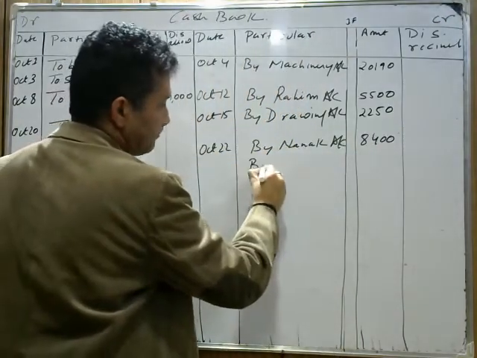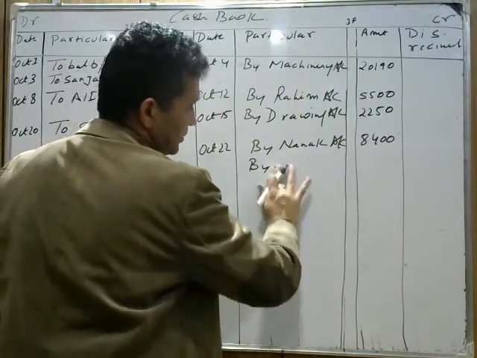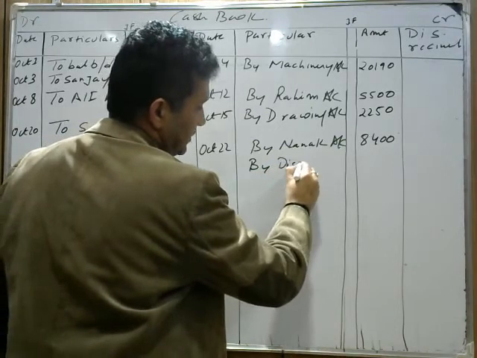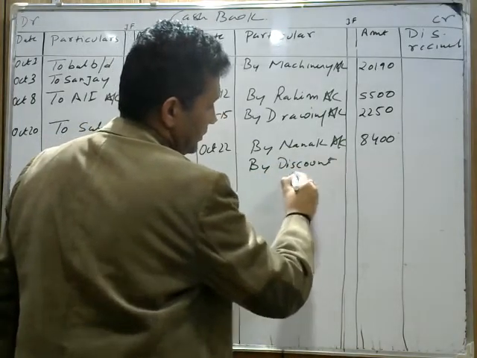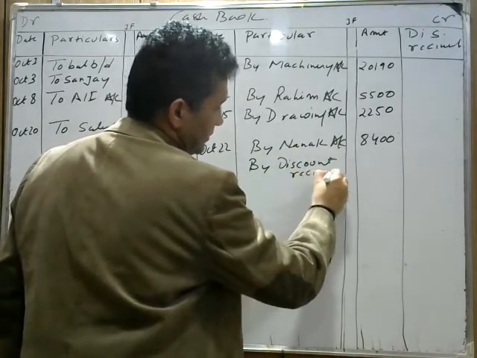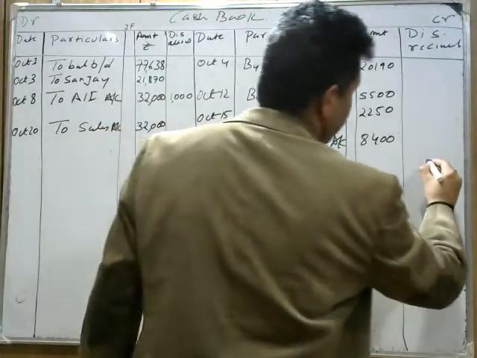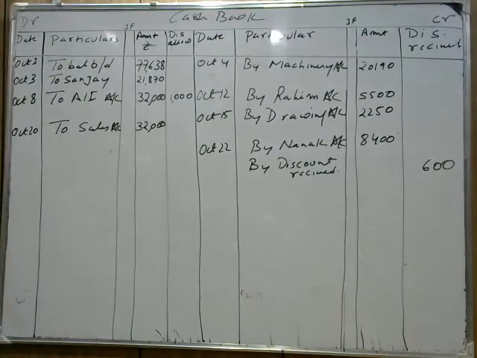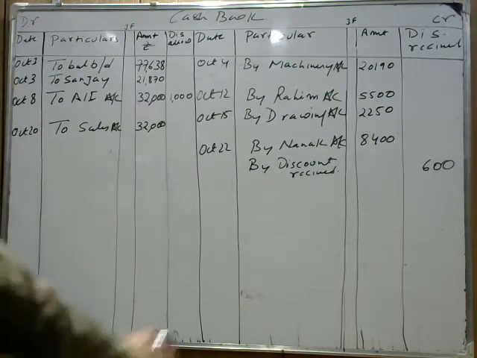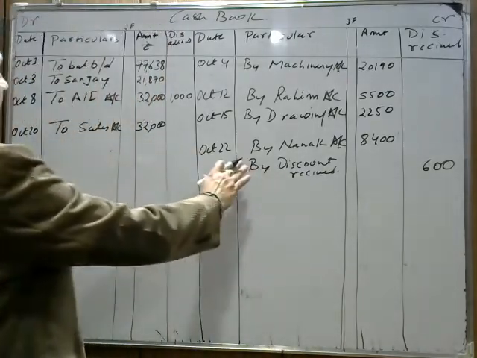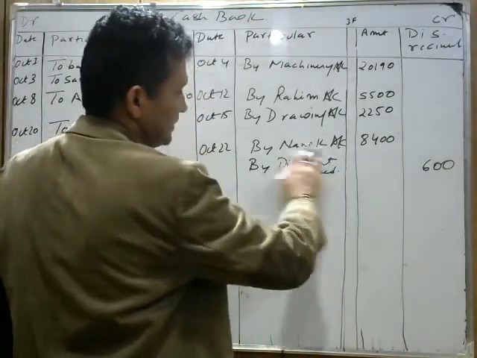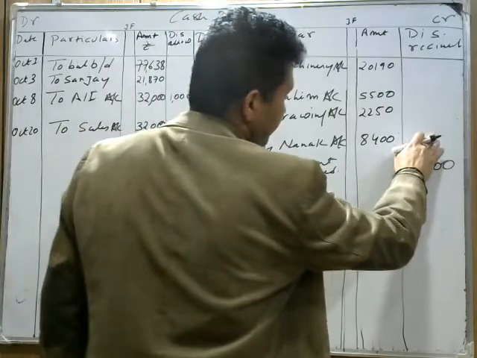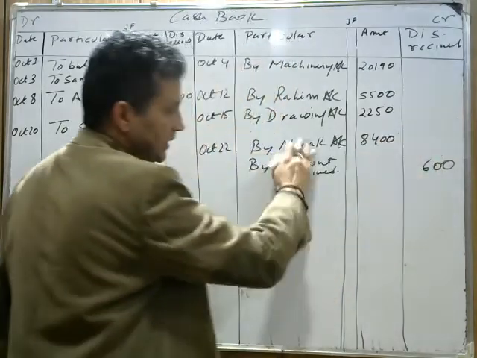We write here by discount received account. How much discount are you receiving? You are receiving a discount of rupees 600. So simply you write, or it's not necessary to write by discount received. You simply write by Nanak account and 600 you can post here. It's clearly understood, the figure.